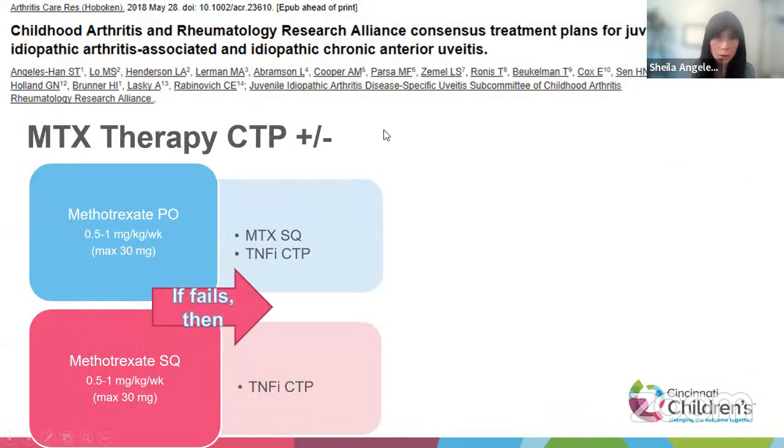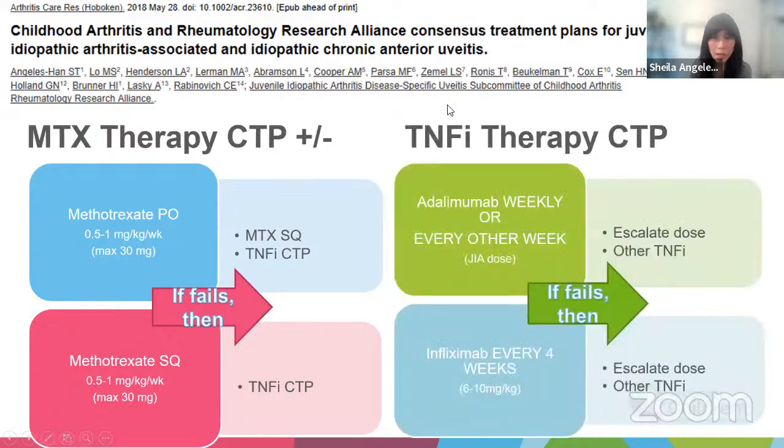I want to share with you treatment plans that were determined by the CARRA group, and this again included Dr. Holland and Nita Sen. What we do is, you either start methotrexate PO or subcutaneous, but knowing that there is a preference for subcutaneous, a max of 30 milligrams. So this is what we often will start off with unless you have complications at the beginning. And then we move on to TNF therapy, either adalimumab or infliximab. Depending on if one works or fails, you can go from one to the other, or you can decide to escalate the dose.